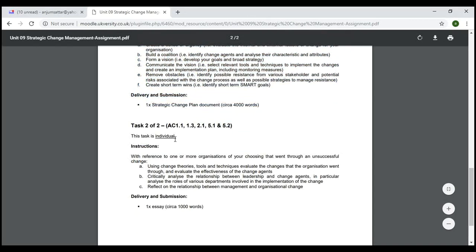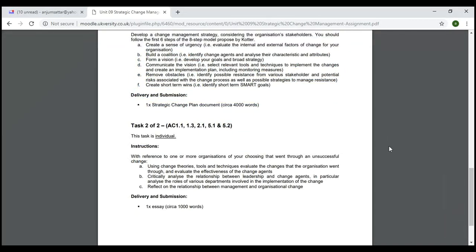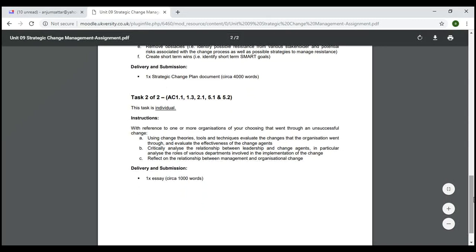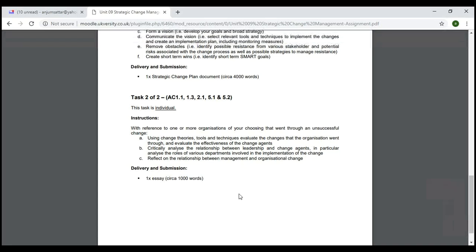No? Okay, what about task 2? With reference to one or more organizations of your choosing that went through an unsuccessful change. Think about, normally I have quoted Nokia a good few times: reducing the cost on research and development. That change was very unsuccessful and squeezed the organization. So we need to look around, as there are a number of examples of organizations that failed.